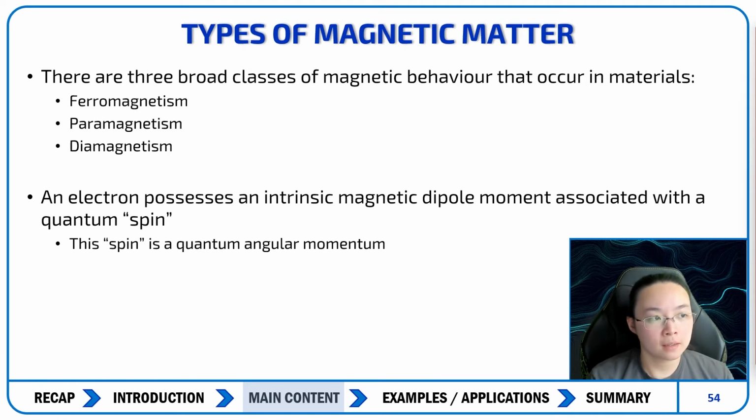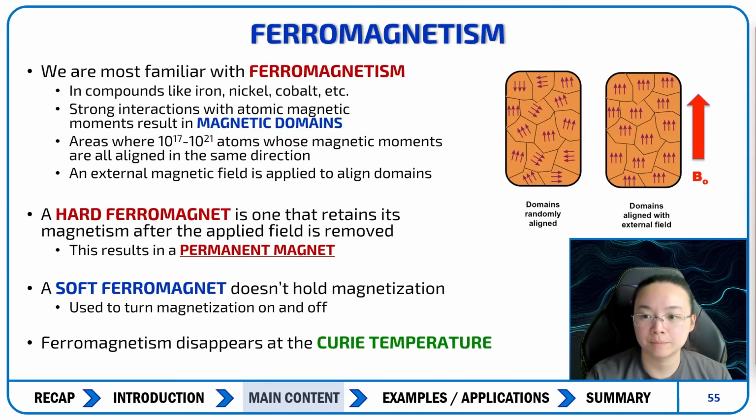So in terms of the different types, I just named them, but an electron is going to possess an intrinsic magnetic dipole moment that's associated with a quantum spin. And that spin is called the quantum angular momentum. So depending on what qualities the electron has within a specific type of material and how responsive it is to a magnetic field, you then get the different types of magnetic matter.